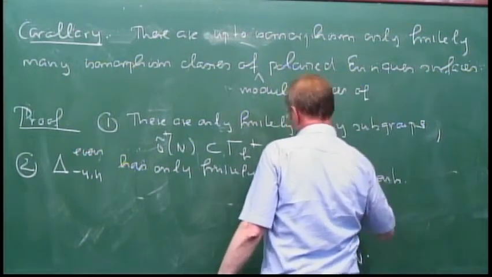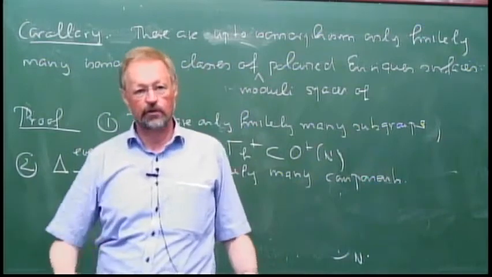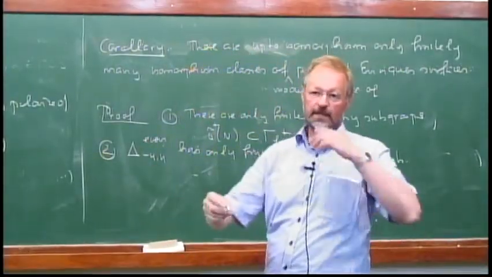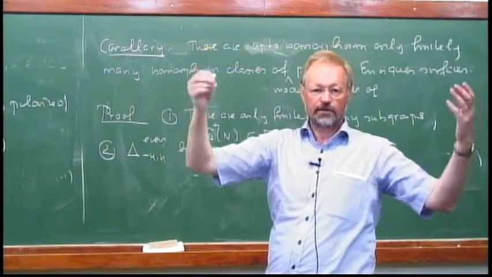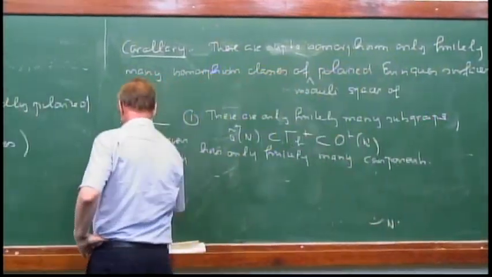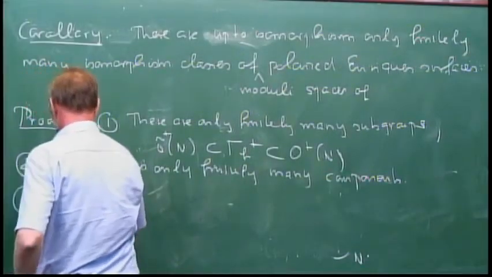And now you could say, well, okay, that gives us the result for the numerically polarized K3s, but why couldn't it be that these things have infinitely many different double covers? The answer is this.